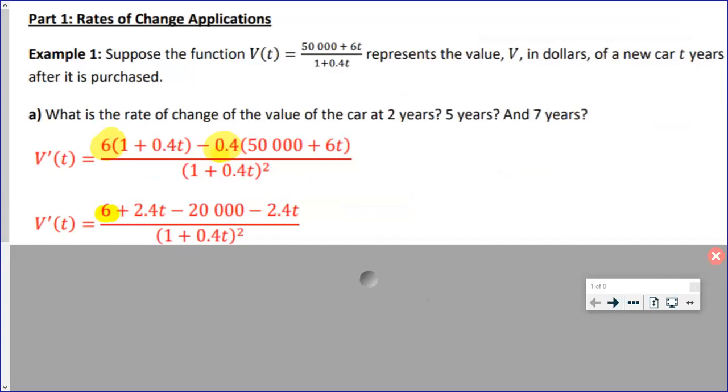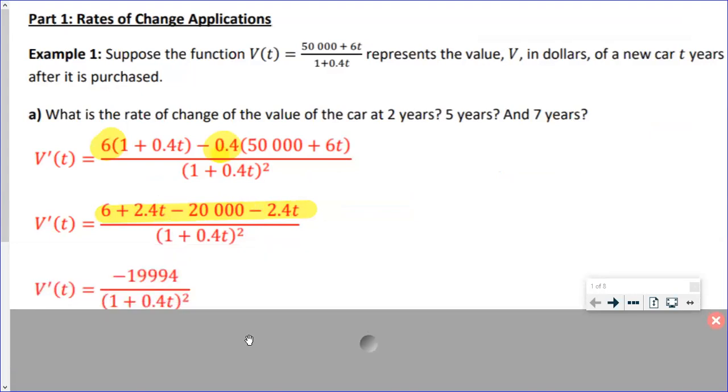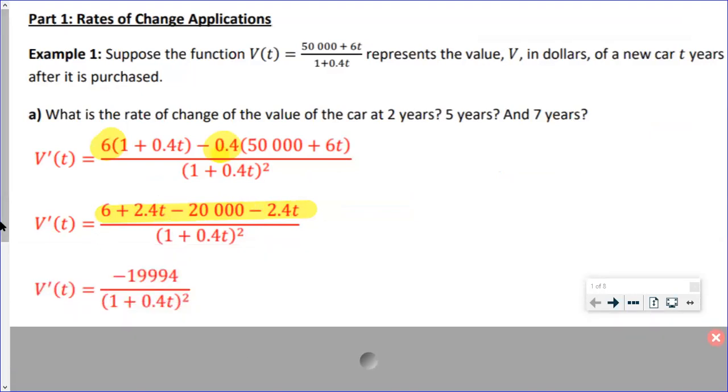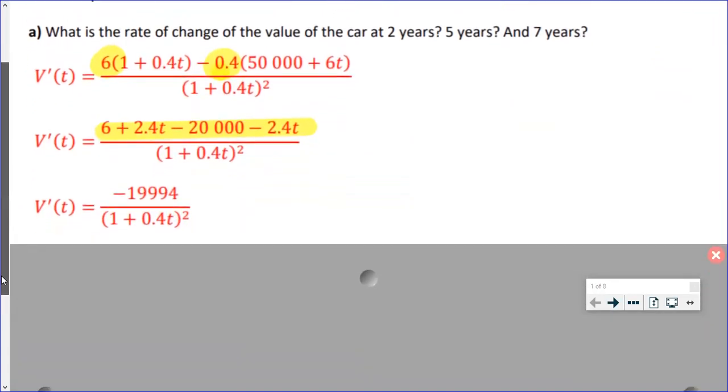So that gives me my full numerator. And my denominator is staying as (1 + 0.4t) to the power of 2. Notice we didn't use chain rule for this particular example. So this is just rates of change applications.